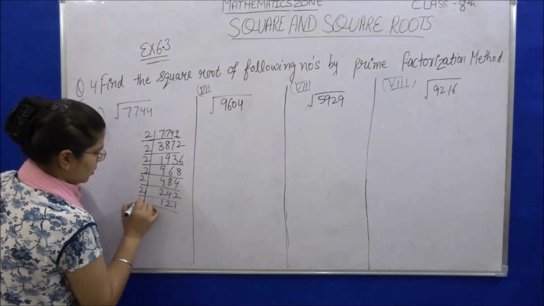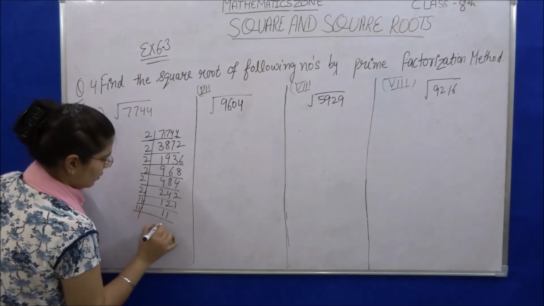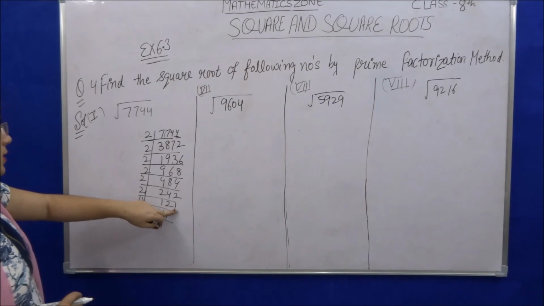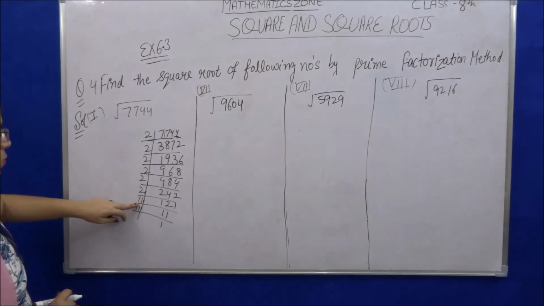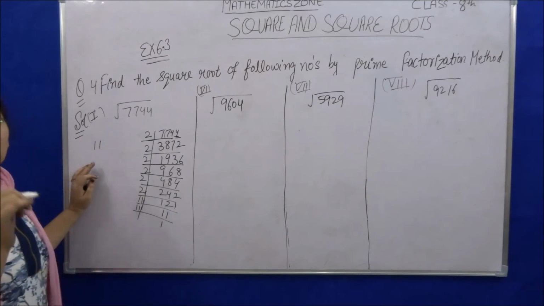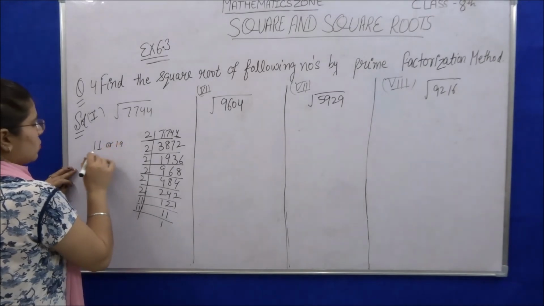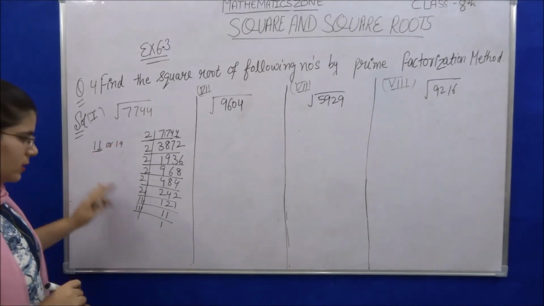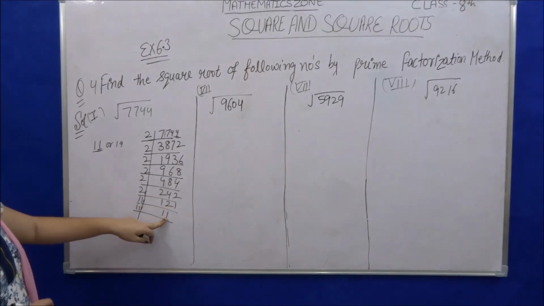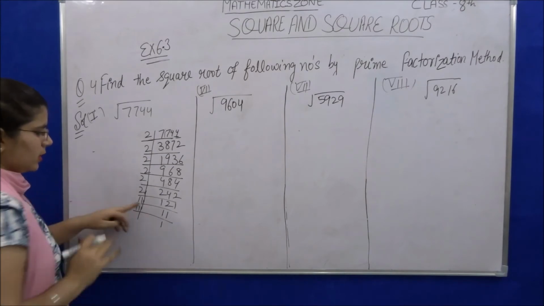2 1s are 2, 11. 11 11s are 121, 11 1s are 11. Because at the unit place 1 is there, so we will choose a number whose unit digit is 1 or 9. So first of all we will choose 11 as a number. So 11 1s are 11, 1 carry, so 11 1s are 11 again. So instead of 19 we will choose the number 11.